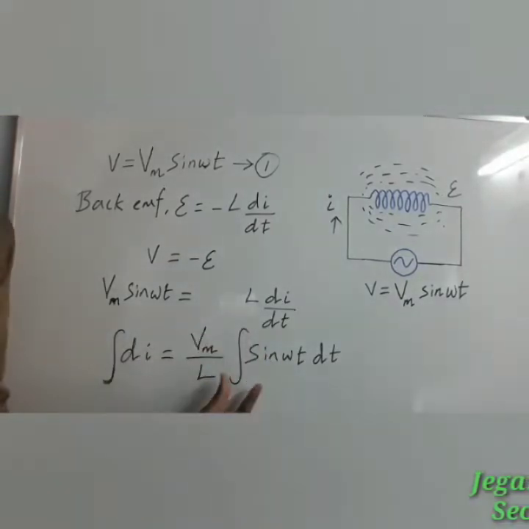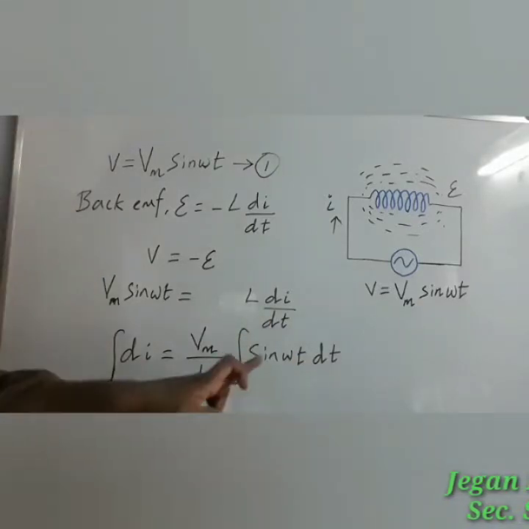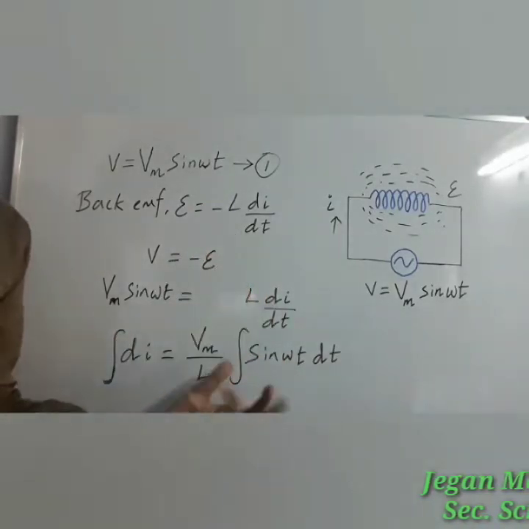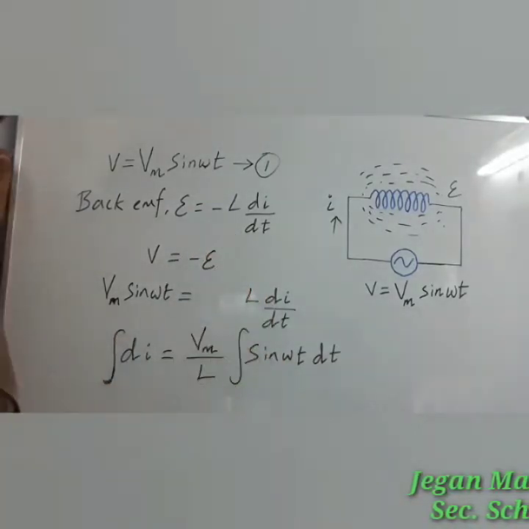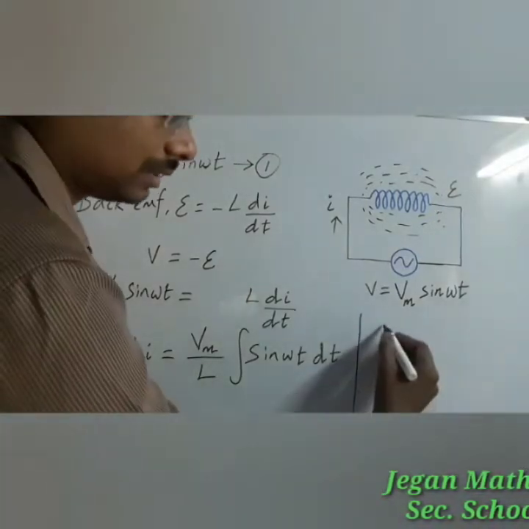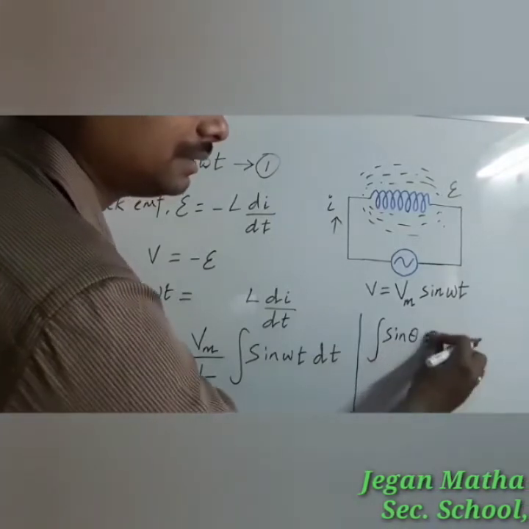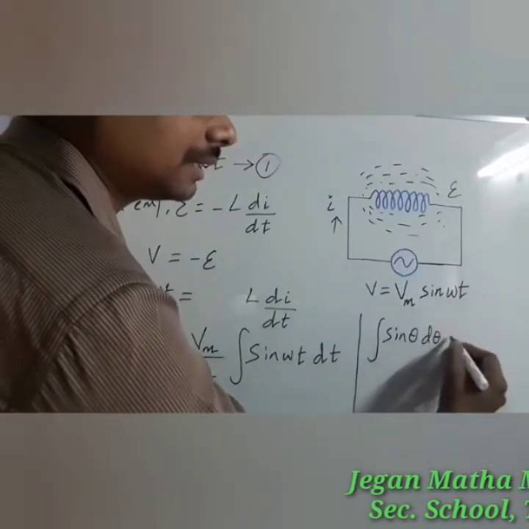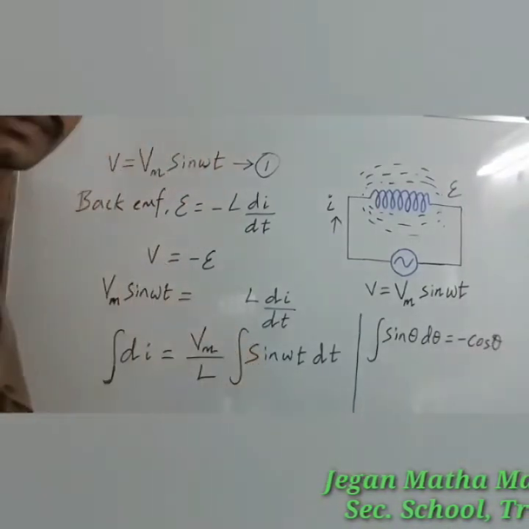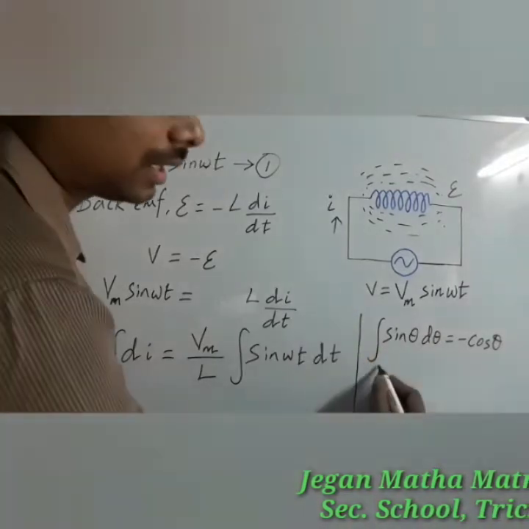What is the value of the integration of sin theta? It is nothing but minus cos theta. But here sin omega t dt needs to be integrated, so what will be the value? Minus cos omega t by omega. If you want, you can write it down. Integration of sin theta d theta is nothing but minus cos theta. If you know it, you can directly write it. Those who don't know, please note it down.